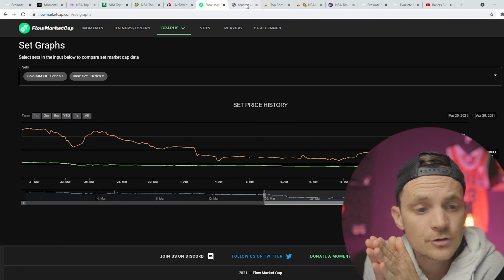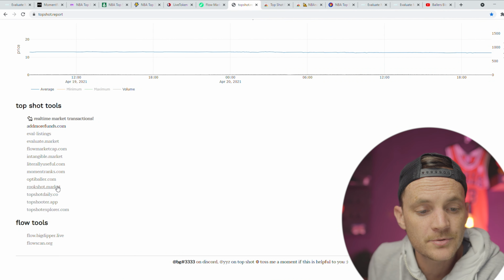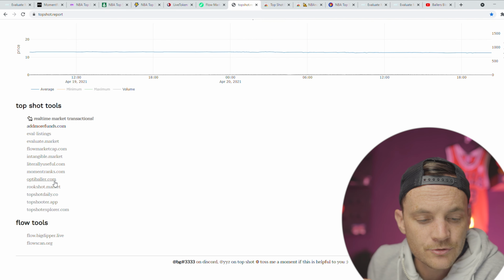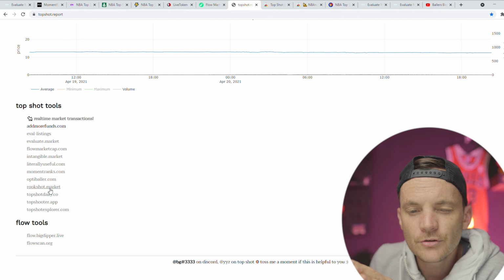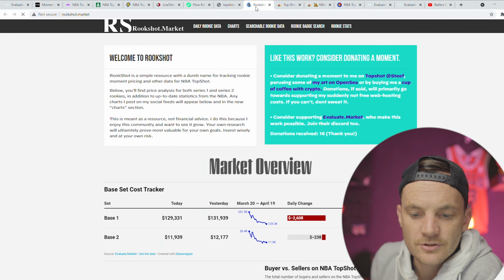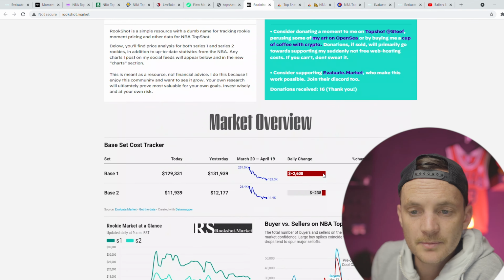A lot of people talk about topshot.report. It has links to a lot of the websites that we've already mentioned. One of which I do like in this list is rookshot.market. I don't use it all the time, but they've got some really cool charts, especially on previous challenges that you can look at, as well as a bit of a write-up quite often.